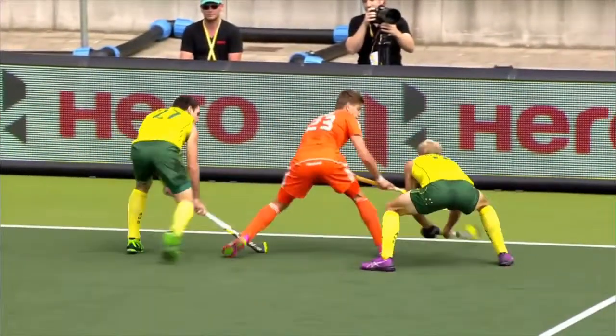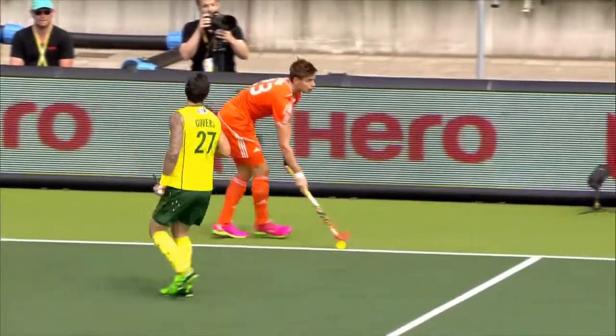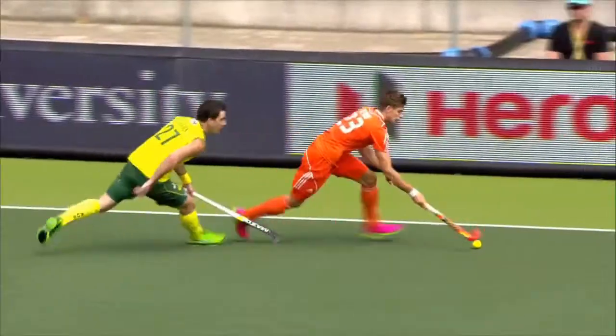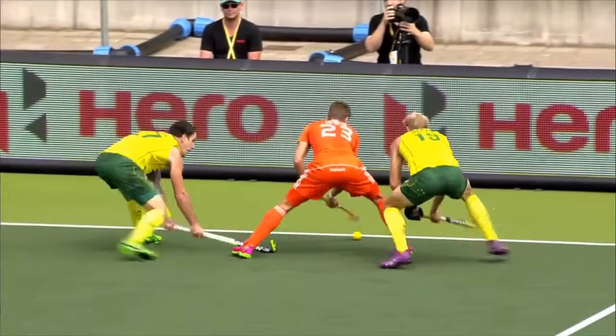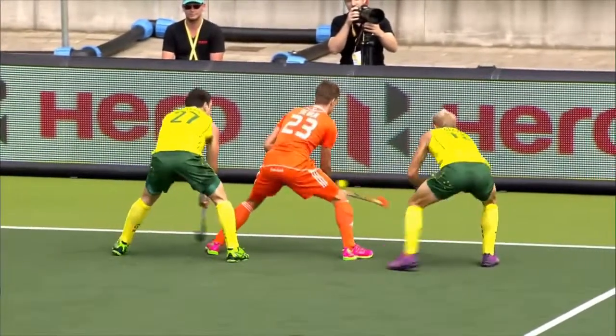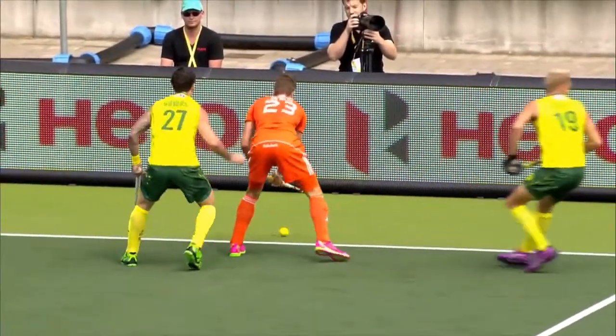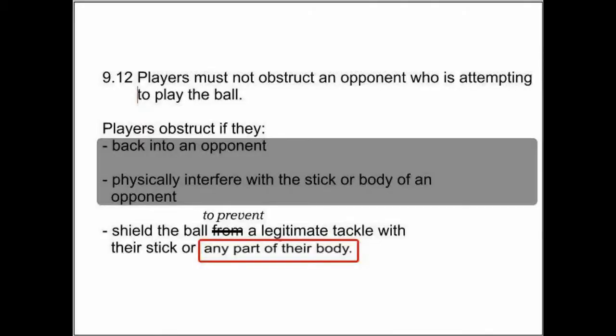Here a Netherlands player breaches two rules, neither of which are penalised. First, the obstruction rule. He's shielding the ball with his leg, which is part of his body. The obstruction rule says that players must not obstruct an opponent who is attempting to play the ball. Players obstruct if they shield the ball from a legitimate tackle with their stick or any part of their body.